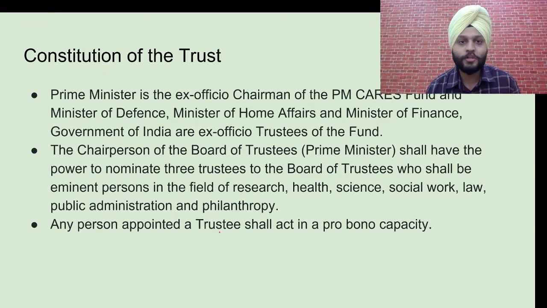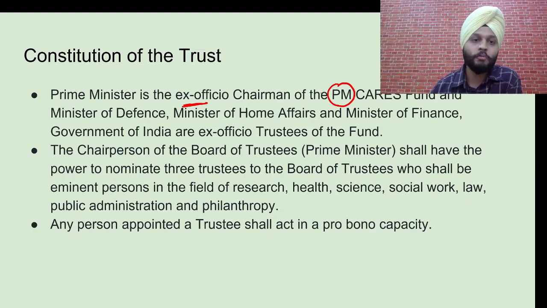Now, coming to the constitution of the trust, that is the people who are controlling or managing the Prime Minister Cares Fund. Naturally, first comes the chairman. So Prime Minister is the ex officio chairman of the PM Cares Fund. I think this should be amply clear given that it is titled as the PM Cares Fund. And apart from that, the Defense Minister, Minister of Home Affairs, and Minister of Finance, Government of India are ex officio trustees of the fund. Fine. So Defense, Home and Finance.